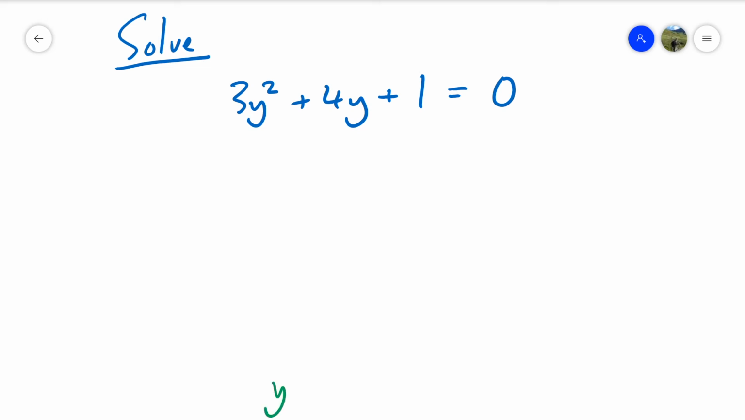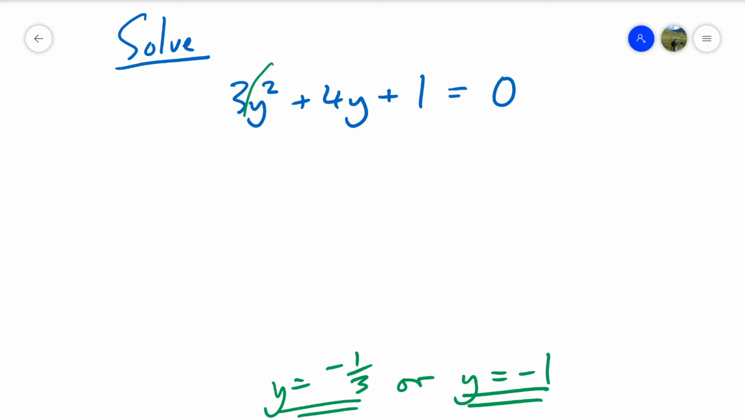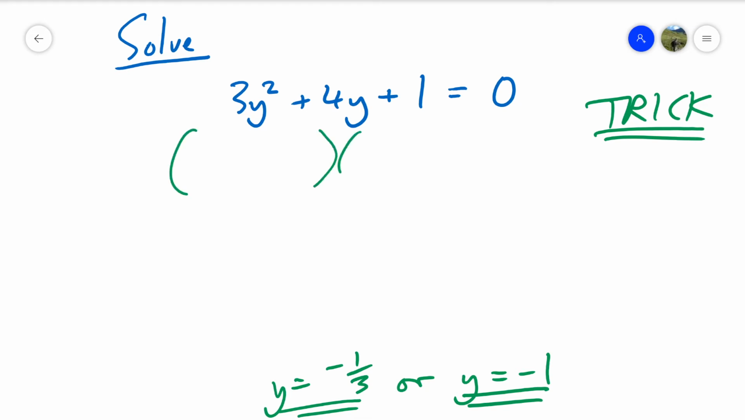The answers are y equals minus a third, or y equals minus 1. I'm now going to go through my answer. There's two different variables. There's a y squared and a y. So in theory it's not possible, but I can because I can use the trick, which is I can make it two things multiplied together because I can see a squared and a normal. So it's going to be like this.